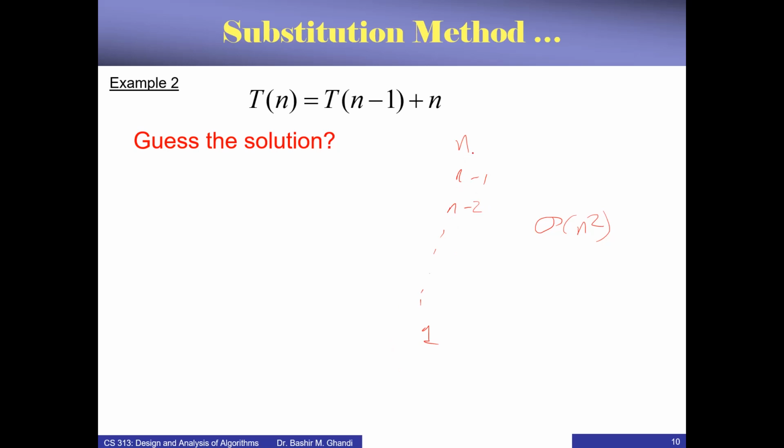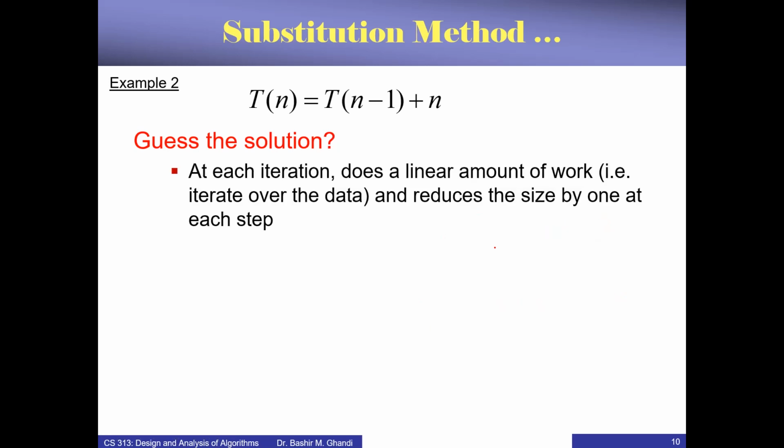We know, for example, from adding the sequence 1 plus 2 plus 3 and so on until n, we will have a function in terms of n squared. So clearly this recurrence relation is going to be big O of n squared. This is the guess. So this is what we are saying here, that at each iteration this recurrence relation does a linear amount of work, n is linear, and then reduces the size by only 1 at each step.